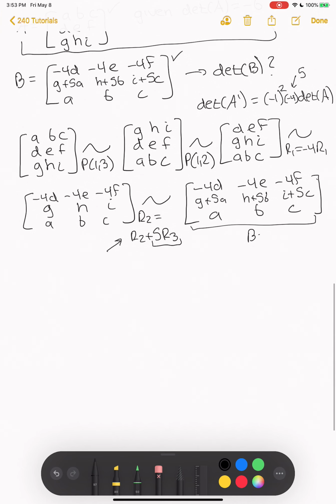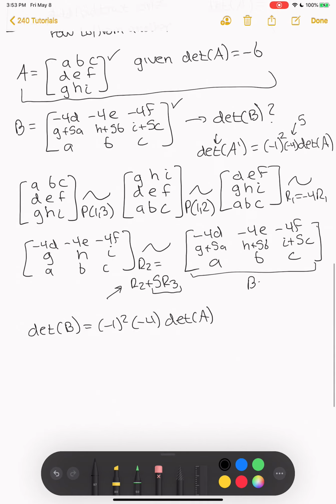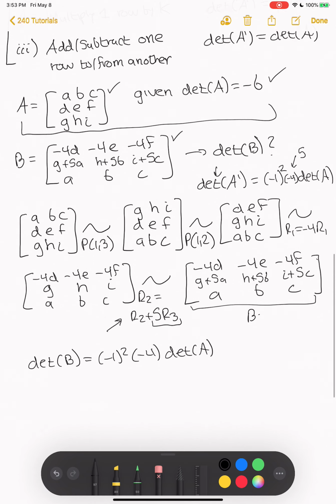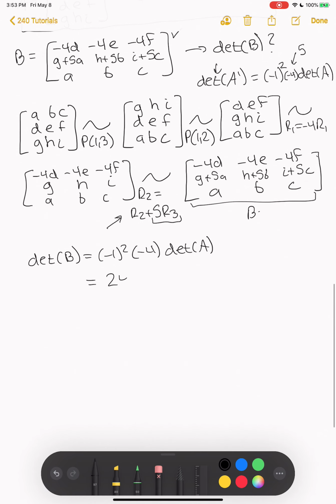All right, so we've recovered B, so A prime is now equal to B, right, over here. So I have my determinant of B is equal to (-1) squared times -4 times the determinant of A, and I know my determinant of A was given to me as -6. So this should give me positive 24. And I'm done.